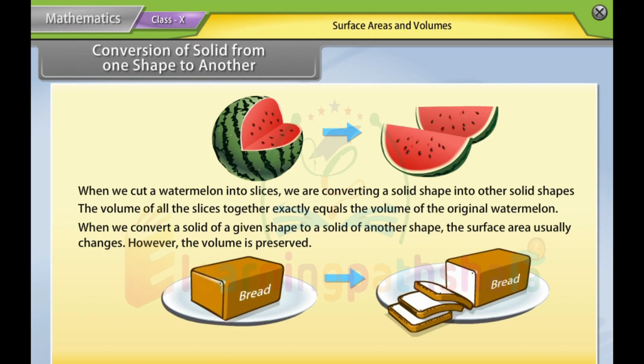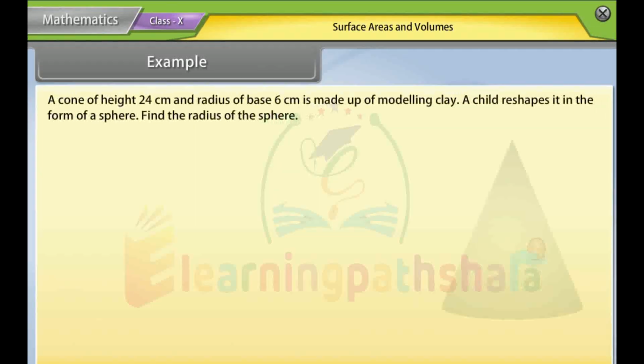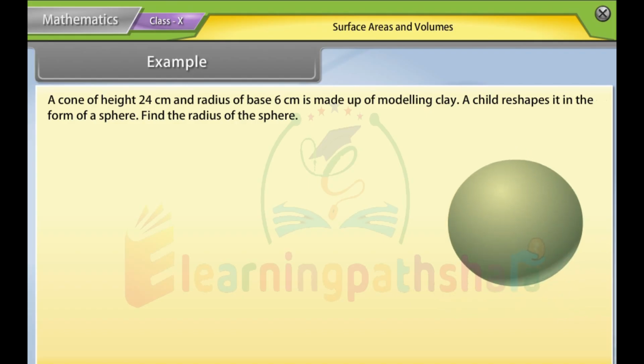Similarly, in the case of cutting bread into slices, we convert a solid shape into other solid shapes. The volume of all the slices together exactly equals the volume of the original object. Example. A cone of height 24 cm and radius of base 6 cm is made up of modeling clay. A child reshapes it in the form of a sphere. Find the radius of the sphere.